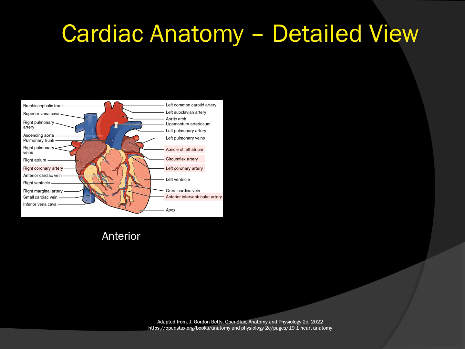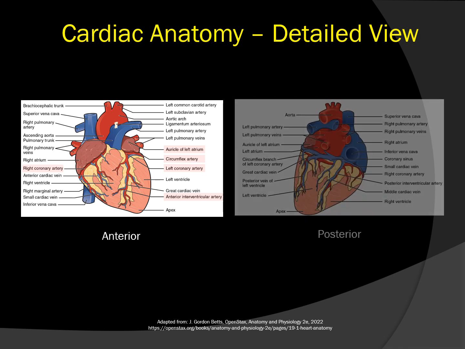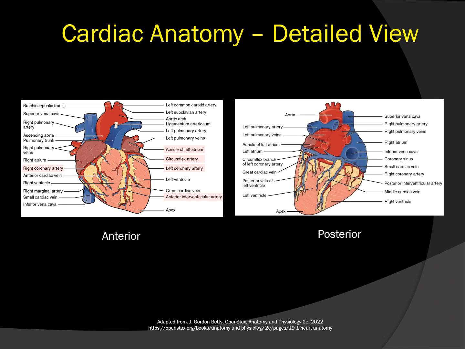On the right side of the heart, the right coronary artery comes off the right lateral wall of the aorta and runs laterally in the interatrial groove. Let's turn our attention to the posterior view of the heart to see cardiac structures from behind.